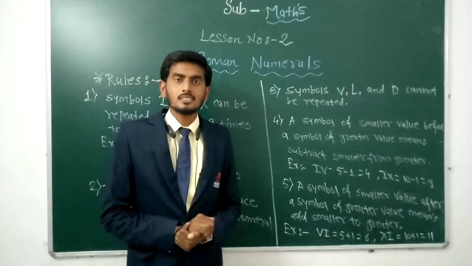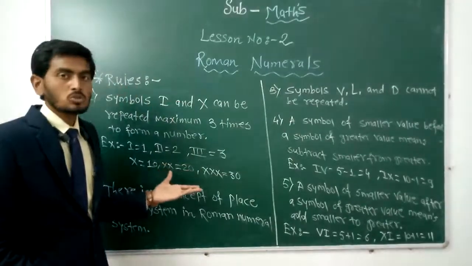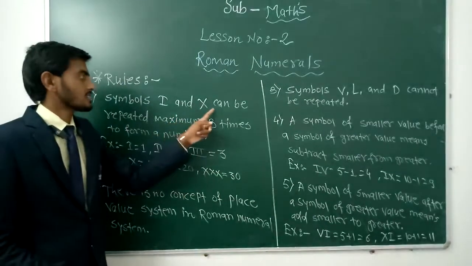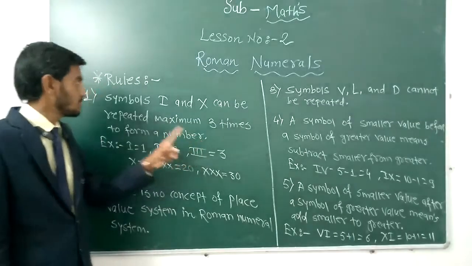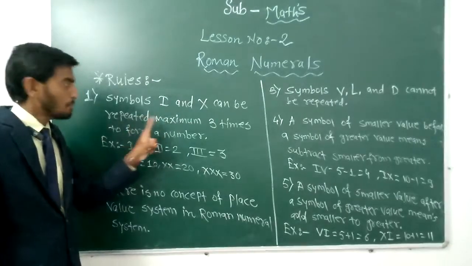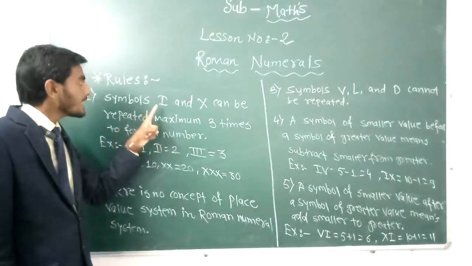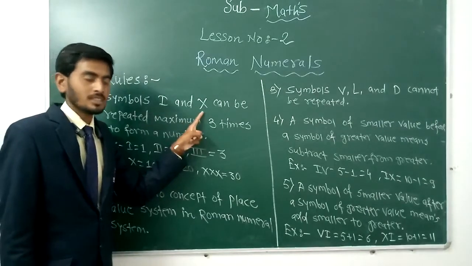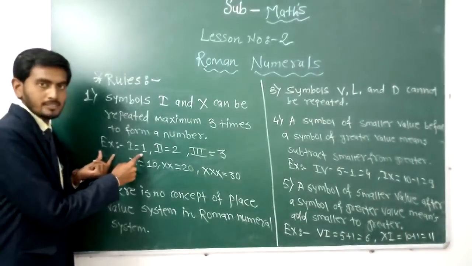Okay. Let's understand some rules to build Roman numbers. First rule: symbols I and X can be repeated a maximum of 3 times to form a number. To build a Roman number, we will write I and X a maximum of only 3 times. An example: suppose I represents 1.